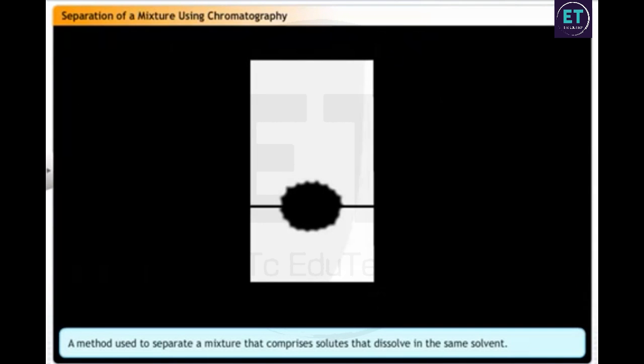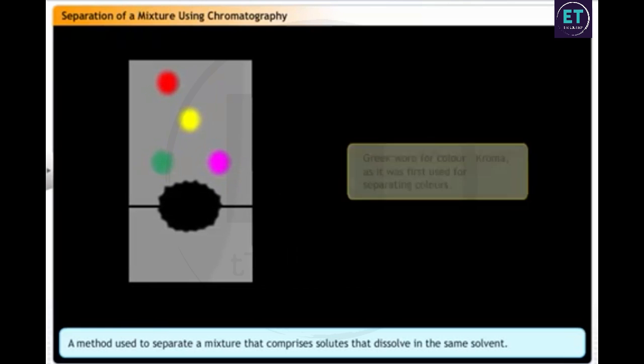The ink has water as the solvent, and the dye is soluble in it. As the water rises, it takes the particles of dye along with it. Since a dye is made of two or more colors, the color which is the most soluble rises faster and higher. This is why there are differently colored spots on the paper. This process of separation is called chromatography.